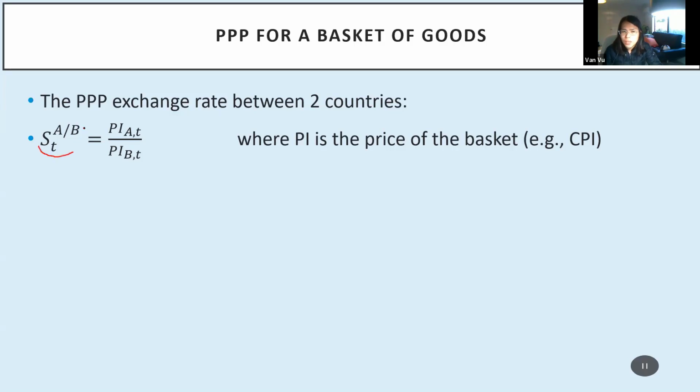Now, my exchange rate between country A and B would be given by the price index, or the price of a basket of goods, between two different countries. Okay, so if I can construct an identical basket of goods in these two countries, then I can use the ratio of the price indexes between the two countries to work out my spot exchange rate. Okay.